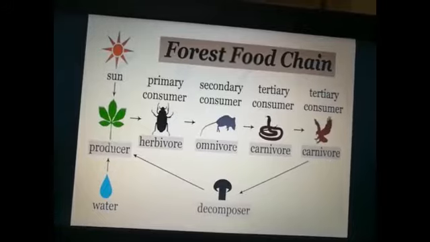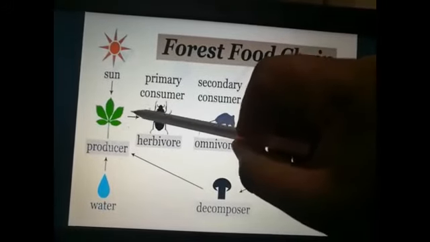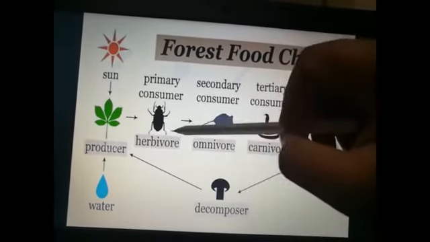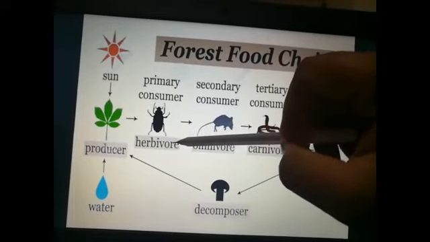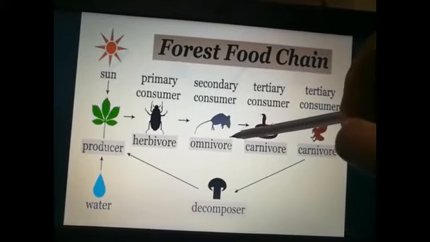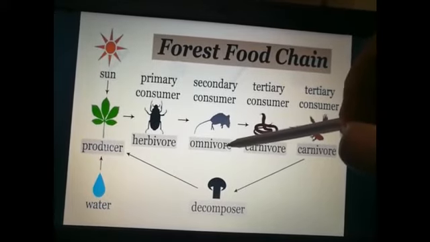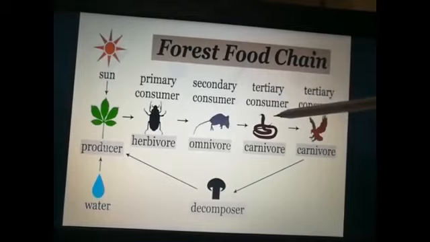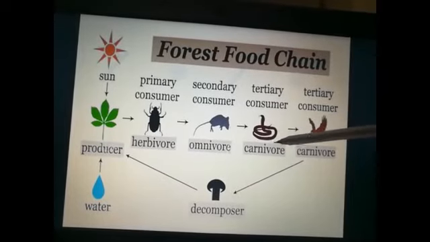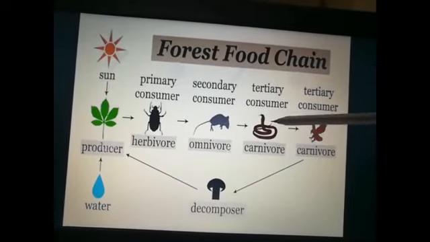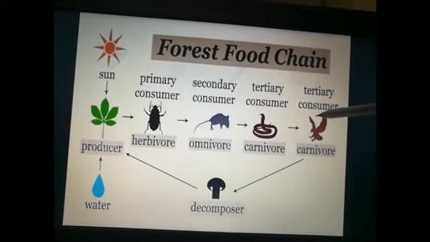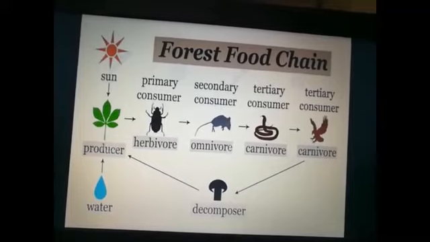Here is one example of a food chain. You can see a producer is consumed by a primary consumer or herbivore animal, which is consumed by a secondary consumer, which you can also call an omnivore or a primary carnivore, consumed by a tertiary consumer, again a secondary carnivore, again consumed by a top consumer, or quaternary consumer, which is also a top carnivore. So this is one example of a food chain.